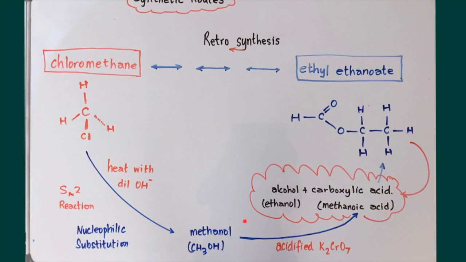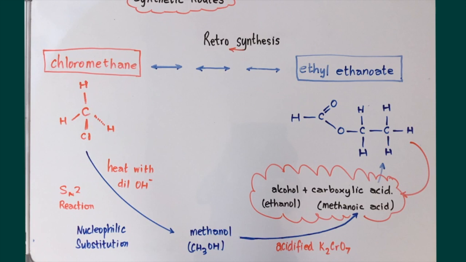So if we reflect further, then we would note that methanol, an alcohol, comes from a nucleophilic substitution reaction with dilute sodium hydroxide. An SN2 reaction mechanism is involved. And in this way, we would work backwards from ethyl ethanoate to chloromethane to determine a possible synthetic route using the method of retrosynthesis.